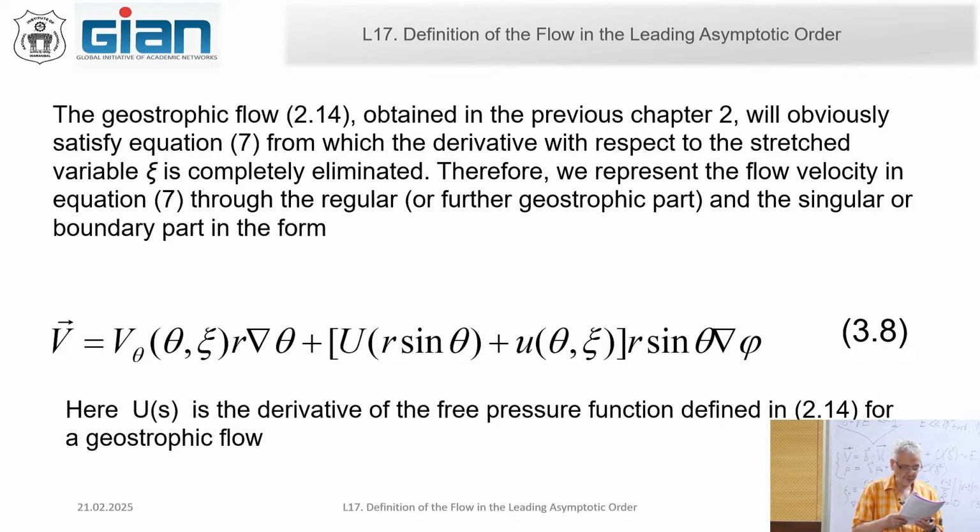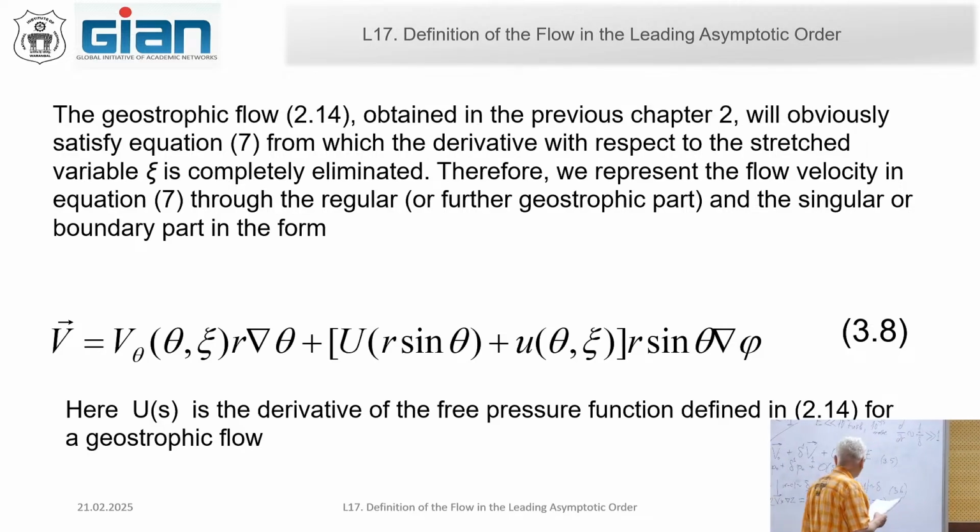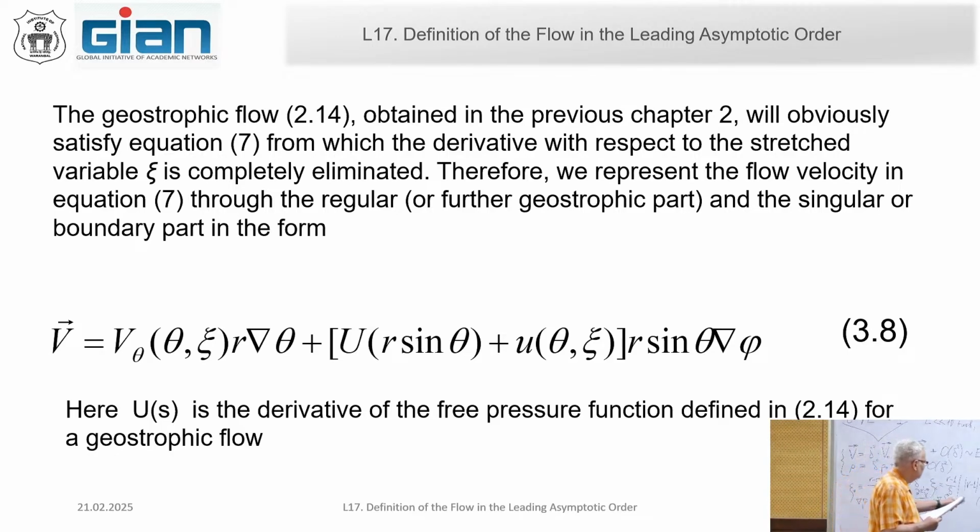So the geostrophic flow 214, which was obtained in the previous chapter 2, will obviously satisfy equation 7. It's interesting that this geostrophic flow obviously satisfies this equation 7, through the regular or geostrophic part and the singular or boundary part in the form. So here the singular part appears anyhow, but maybe in a relatively simple expression.